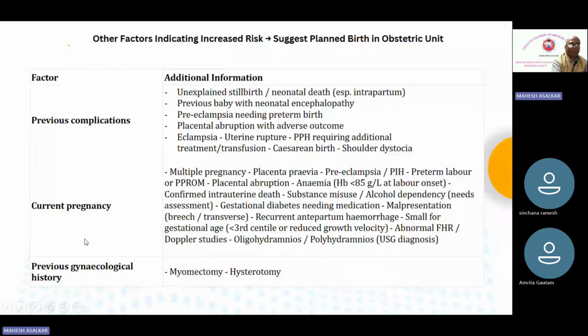In the current pregnancy, if it is a multiple pregnancy or placenta previa, preeclampsia, PIH, PPROM, anemia with Hb less than 8.5, confirmed intrauterine death, substance misuse, alcohol dependency, gestational diabetes requiring medication, or malpresentation, these are the factors in the current pregnancy. They will also require the obstetric unit for delivery. And for previous gynecological surgery such as myomectomy or hysterectomy, these patients are to be referred to the obstetric unit for registration and for delivery.